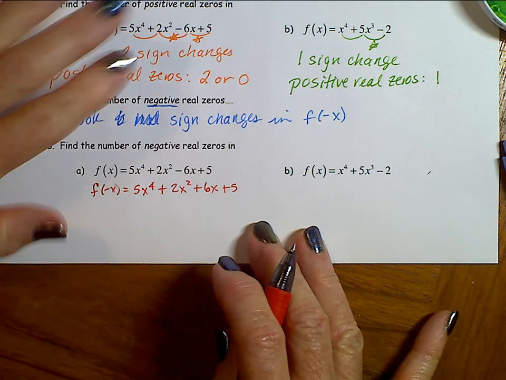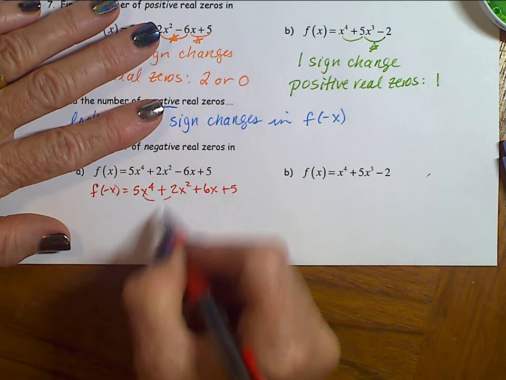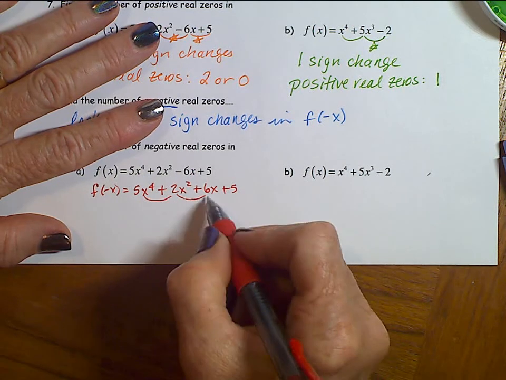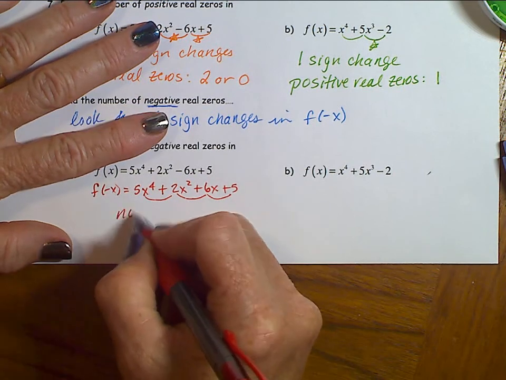So now we look for sign changes. From this 5x to the fourth to a 2x squared, nope, both are positive. From 2x squared to a 6x, both positive. From 6x to a 5, both positive. There are no sign changes.